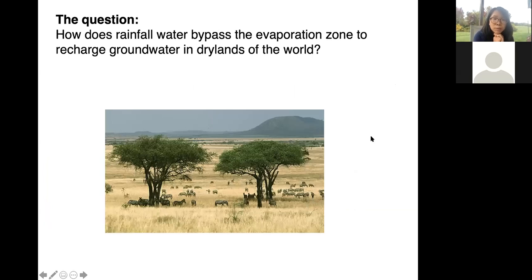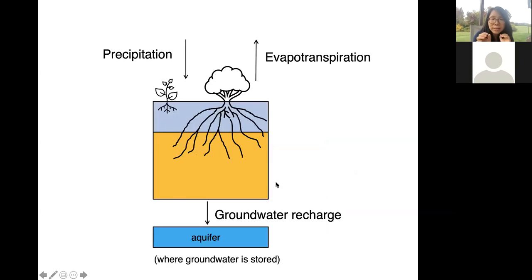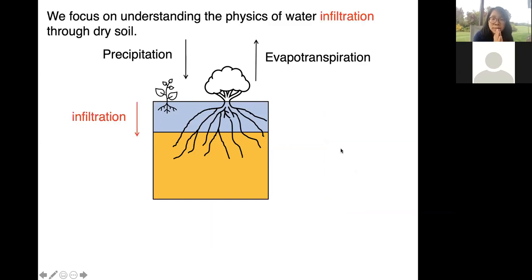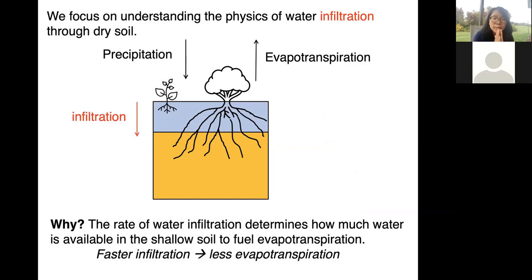So to refine the question I asked in the beginning, the new question I ask now is, in these dry areas of the world, how is rainfall able to bypass the evaporation zone to recharge our groundwater? So to answer that question, we'll go back to this simple diagram again. And specifically, I want to focus the rest of the talk on the process of water infiltration through dry soil. The reason we focus on this process is because the rate of water infiltration essentially determines how much water is available for evapotranspiration. In other words, if water is able to infiltrate quickly, there should be less evapotranspiration.